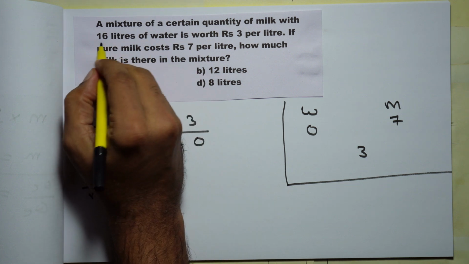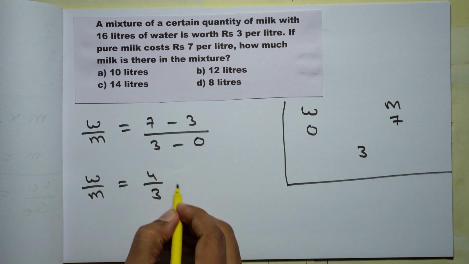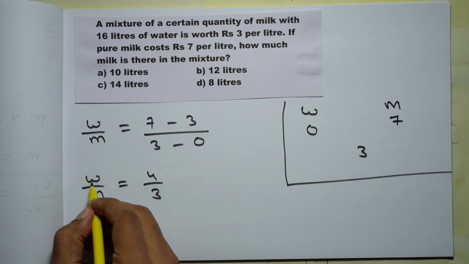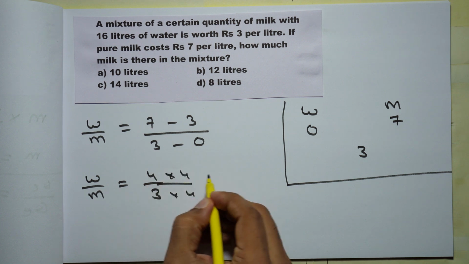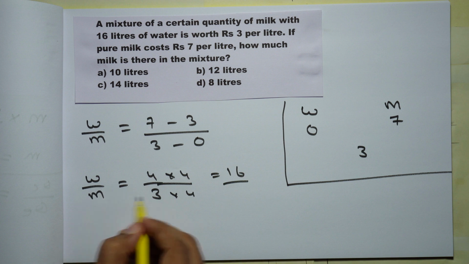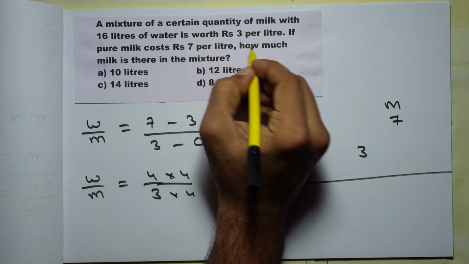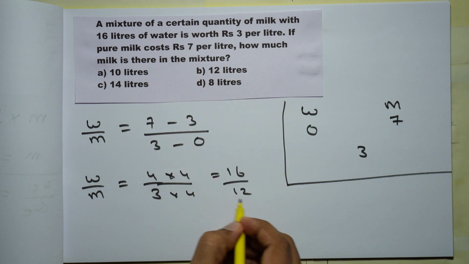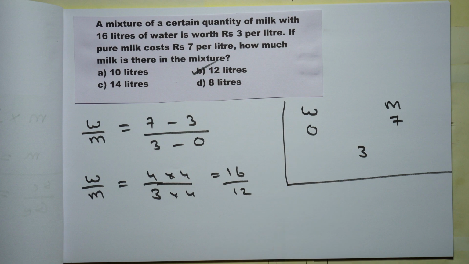Now there is 16 liters of water. Water is 16. So we'll multiply both sides by 4. So 4 into 4, if water is 16, amount of milk will be 3 into 4, 12. So how much milk is there? 12 liters of milk is there. So option B, 12 liters.